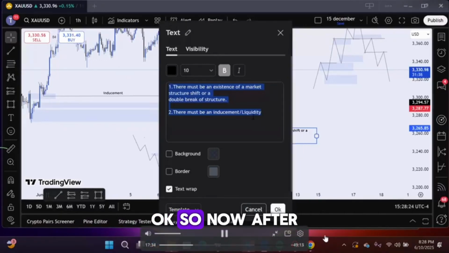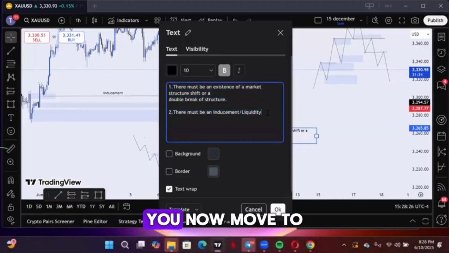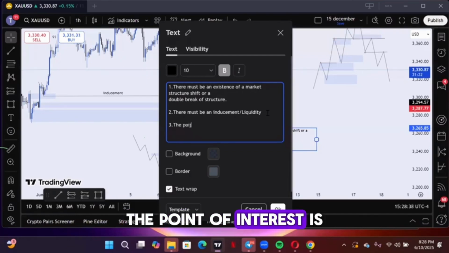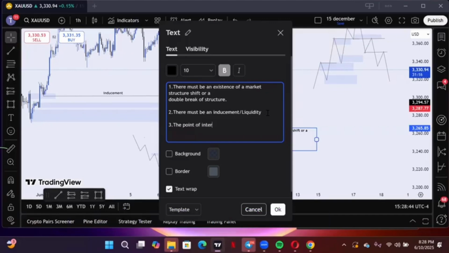Okay. So now, after the second rule, you now move to the third rule. This class is brief. This topic is brief, but it's very important. Do you understand? So the third rule says, the point of interest you should pick should be unmitigated. So the point of interest needs to be unmitigated.